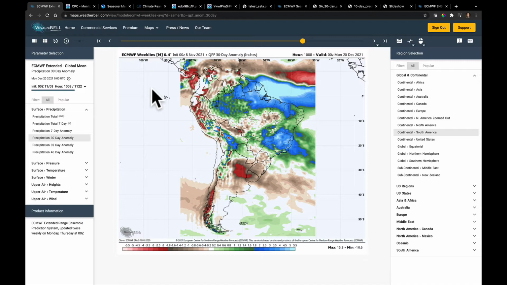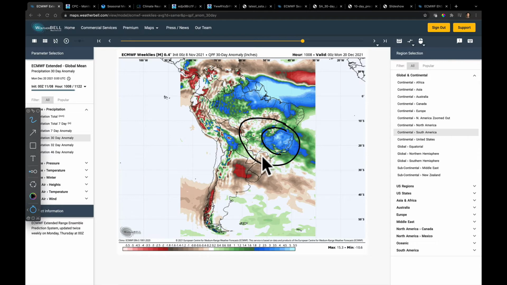Well, our first map here is the brand new European weeklies that just came out, and we're going to look at the time period of November 20th to December 20th. Because over that time period, I'm not seeing much stress in terms of moisture overall across much of Brazil's central, northern, and eastern growing areas. In fact, we're looking at above average precipitation over here from Goiás over to Minas Gerais.